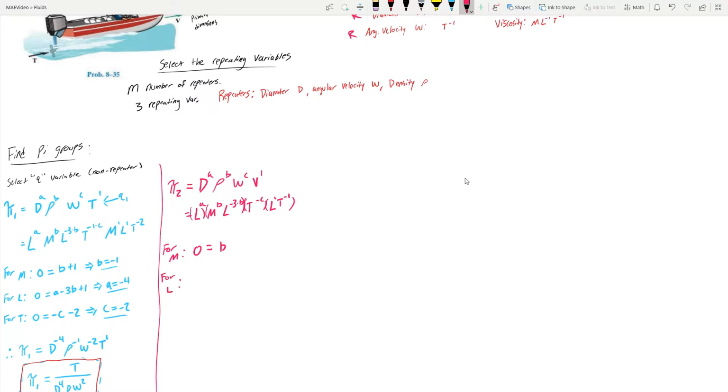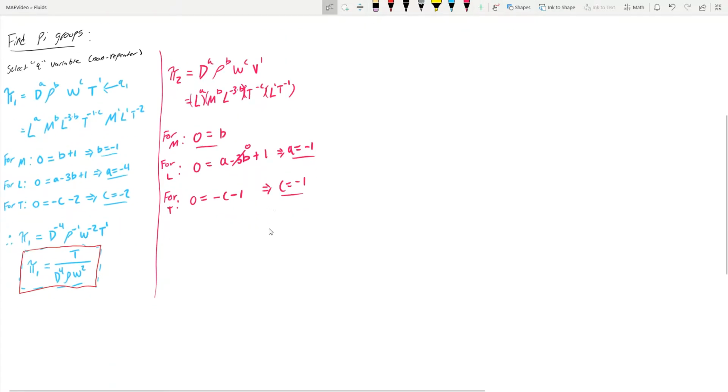For L, 0 equals a minus 3 times b plus 1. So since we said b is equal to 0, we can just say that this is 0. So then we get that a is equal to -1. For t, 0 is equal to -c minus 1. So we get that c is equal to -1.